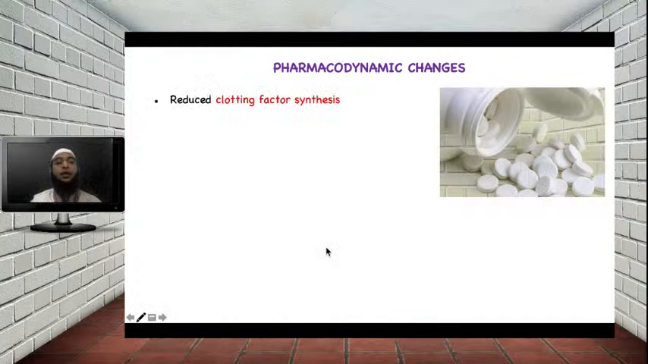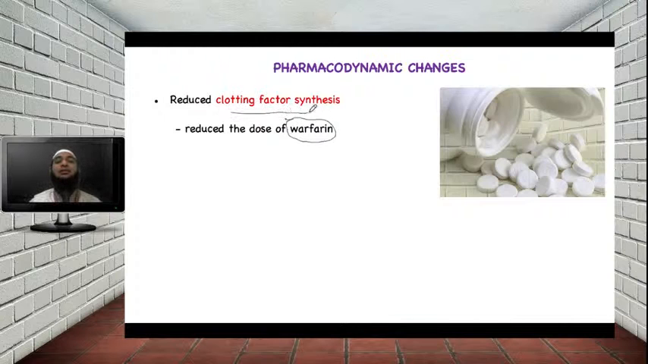Next, there is also a reduction in clotting factor synthesis. Now if clotting factor synthesis is reduced, and the patient is on treatment with warfarin, then you need to reduce the dose of warfarin. Otherwise, the normal dose of warfarin may produce hemorrhage in an elderly patient because their clotting factor synthesis is reduced. Obviously, blood clotting will also reduce. More thinning of blood occurs due to warfarin, and there is a risk of major hemorrhage due to treatment with warfarin.